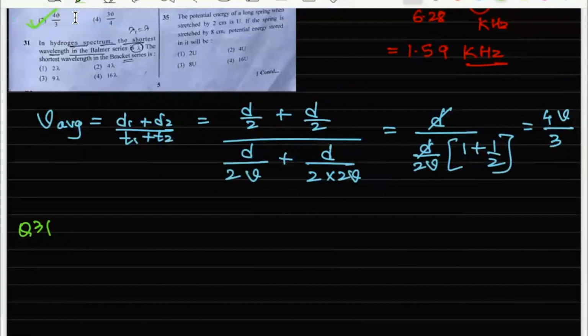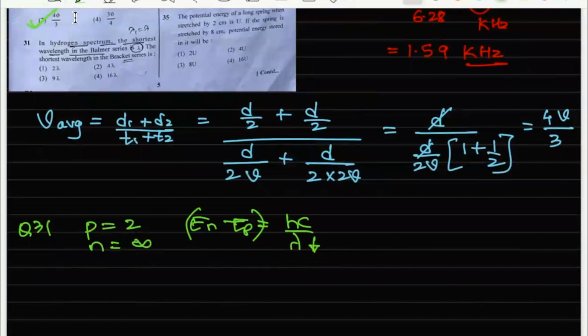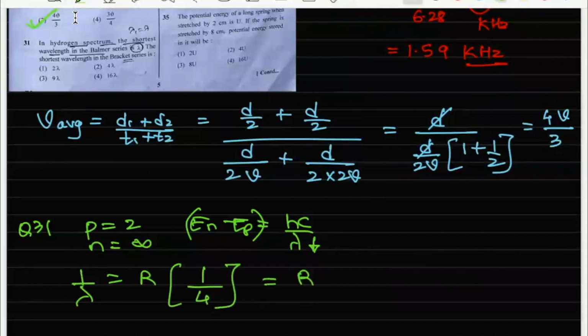So in the hydrogen spectrum, the shortest wavelength in the Balmer series. The moment they say Balmer means p is equal to 2. We want the shortest wavelength. So En minus Ep is hc by lambda. If I want lambda minimum, then this gap should be maximum. So maximum gap means it should come from infinity. And that wavelength is lambda. So what is lambda then? 1 by lambda is equal to R Z square, that is 1, times 1 upon p square minus 1 upon infinity, which is 0. So it's R by 4.